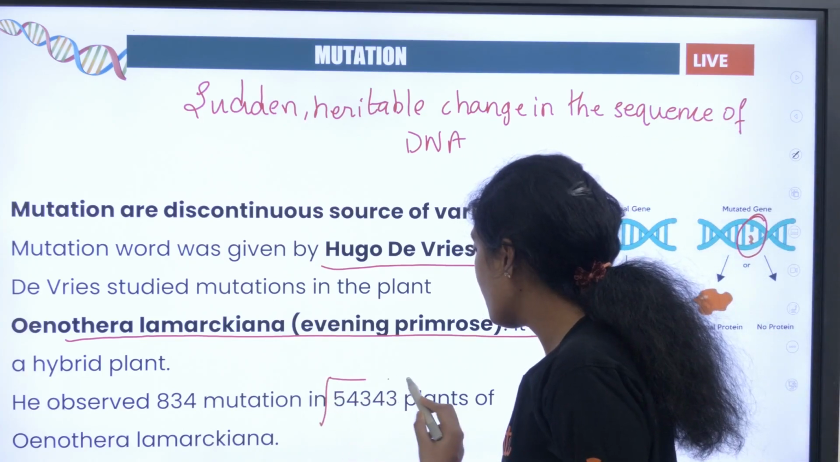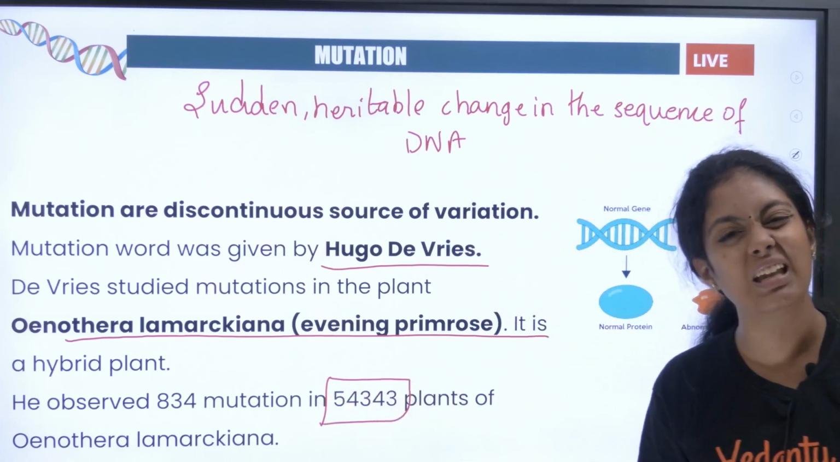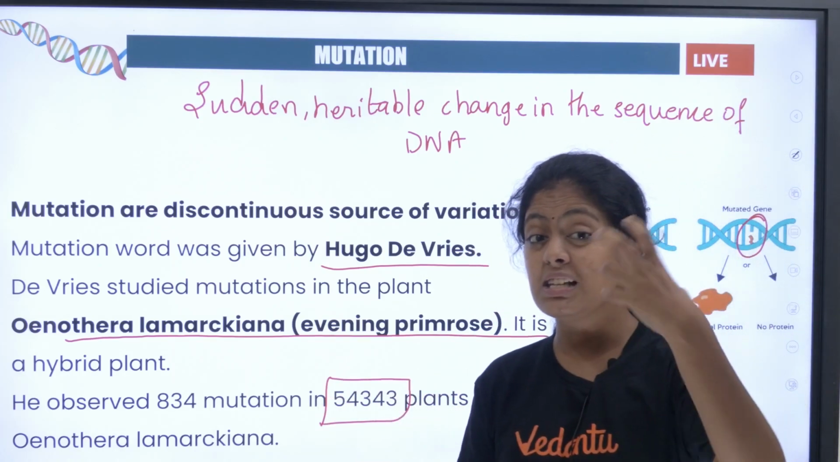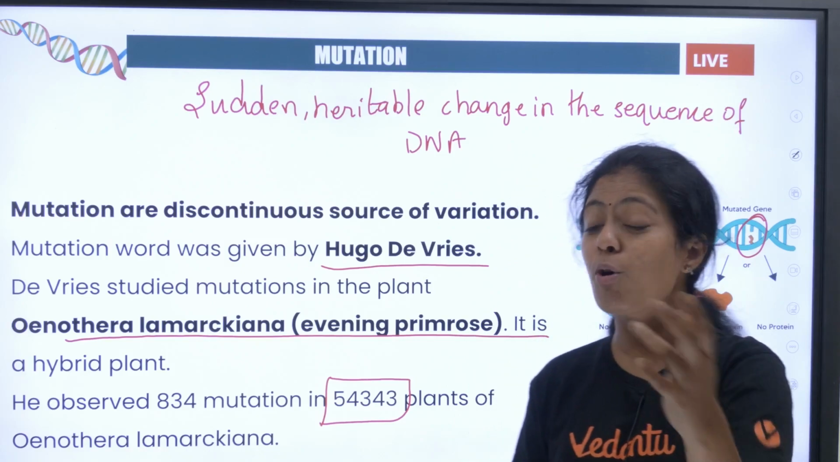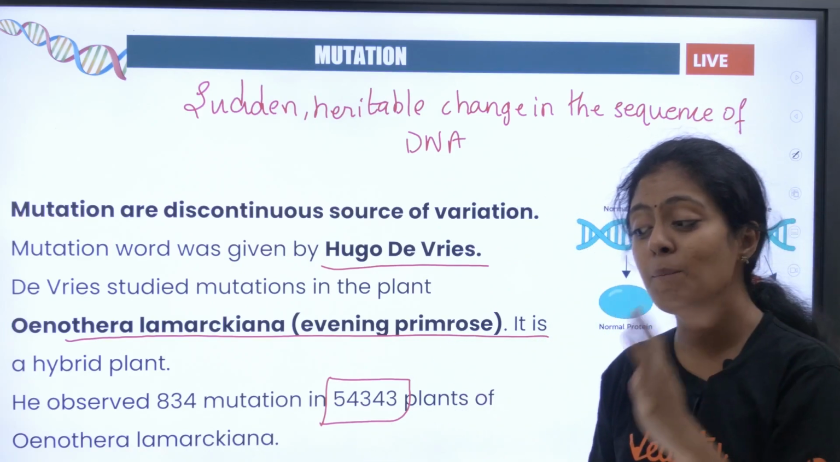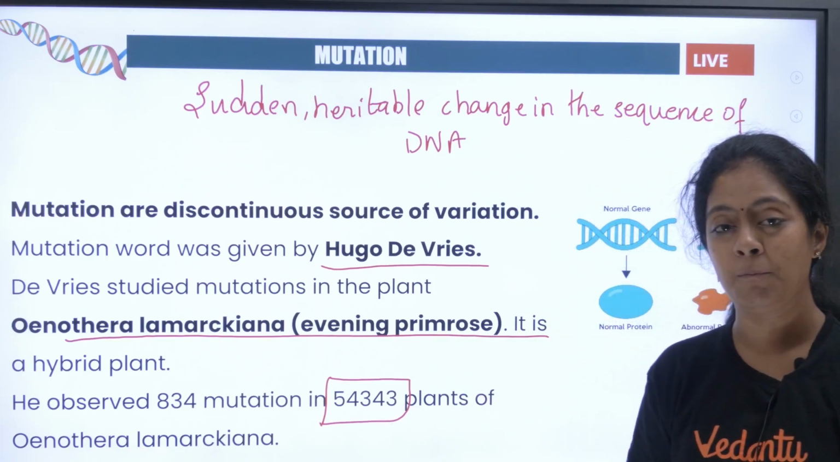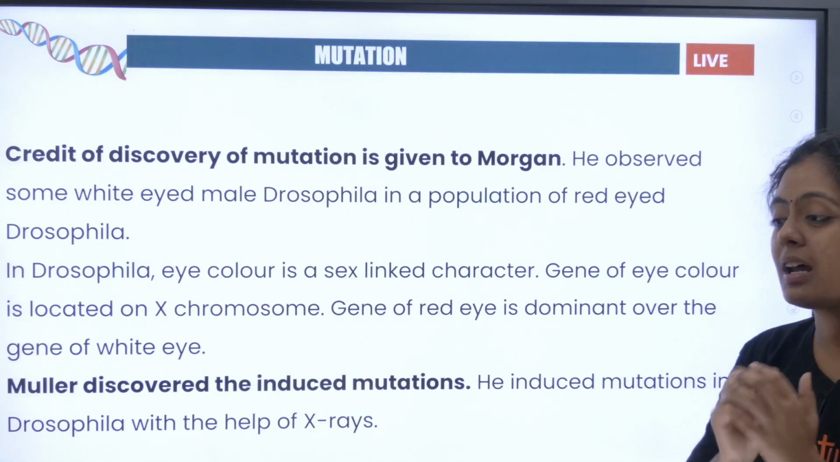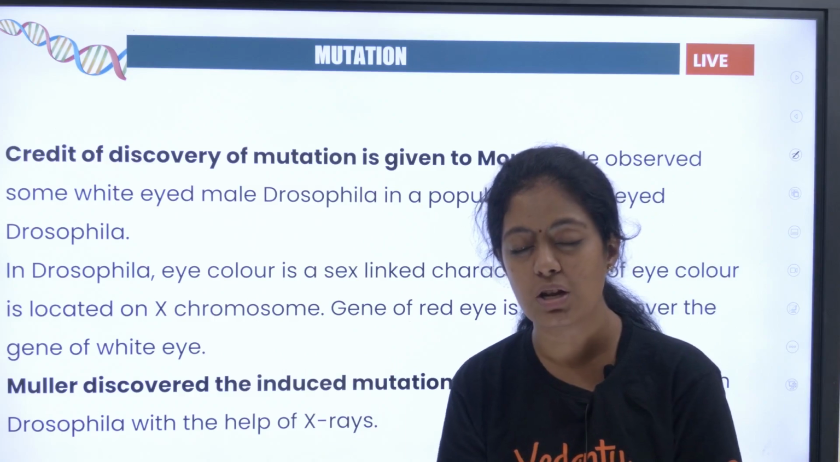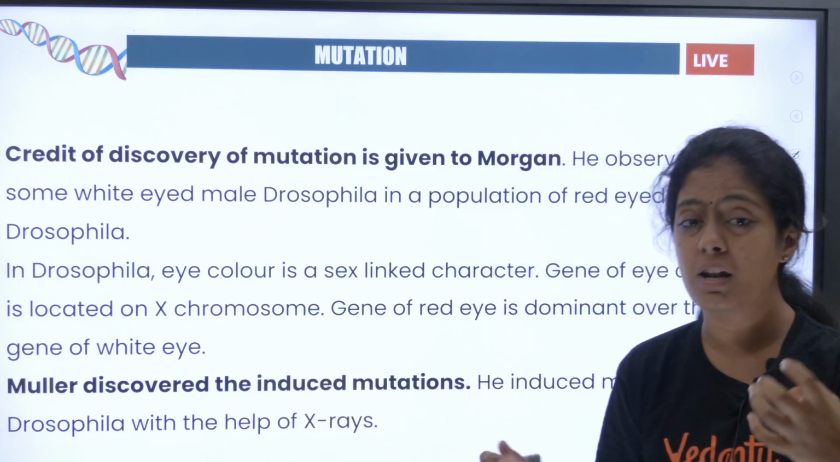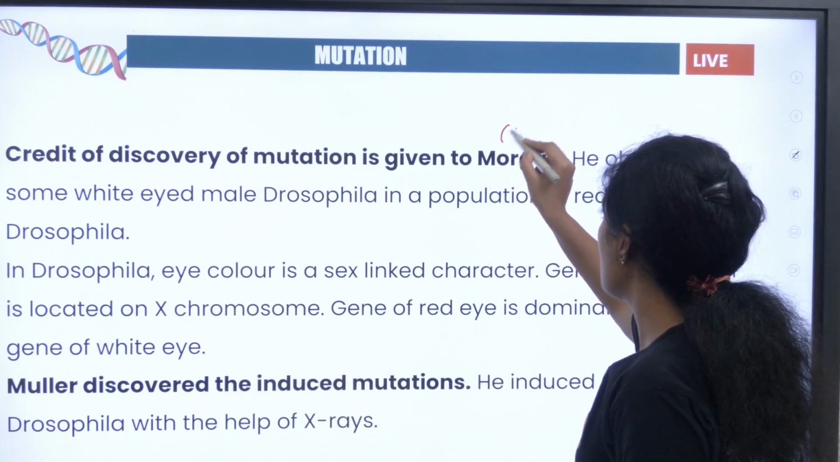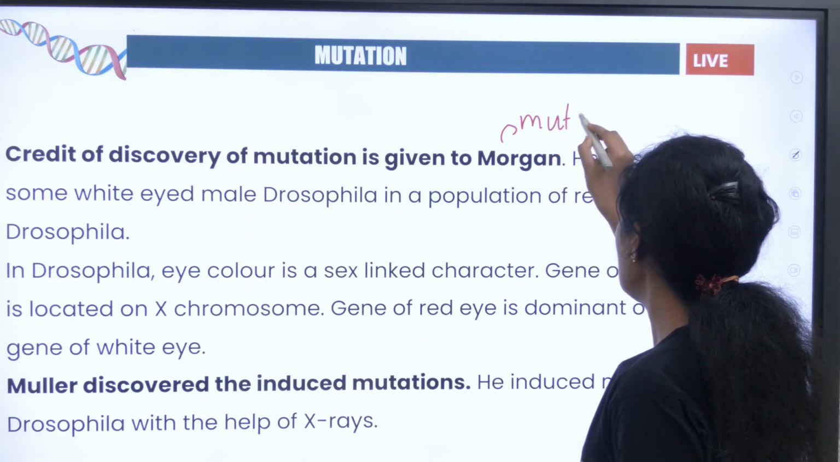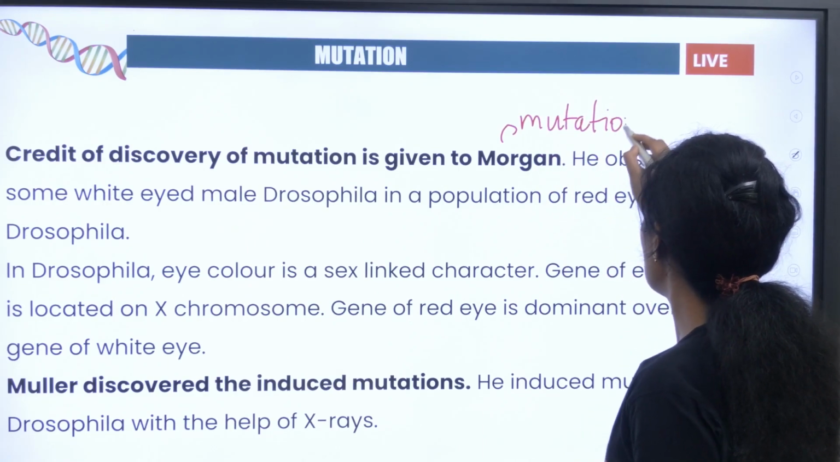In around 54,343 plants. You don't need to remember these numbers, just see the curiosity. How much patience this man must have had to study 54,000 plants. Yes or no? So that's very important to understand here. The credit of discovery of mutation is given to your Morgan. So what did Morgan study? He studied mutation. And after that he also studied linkage.